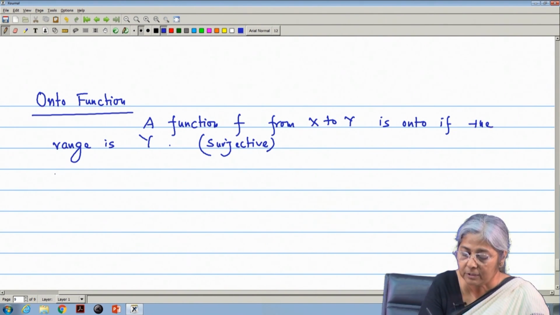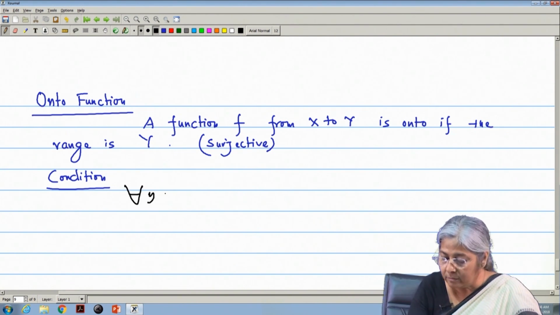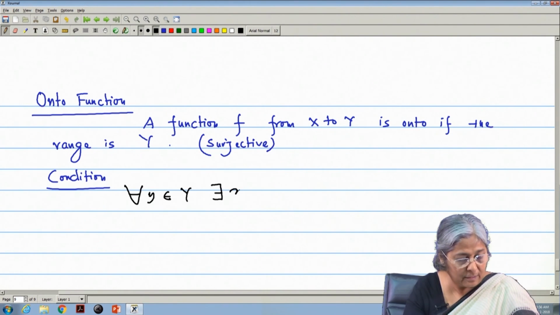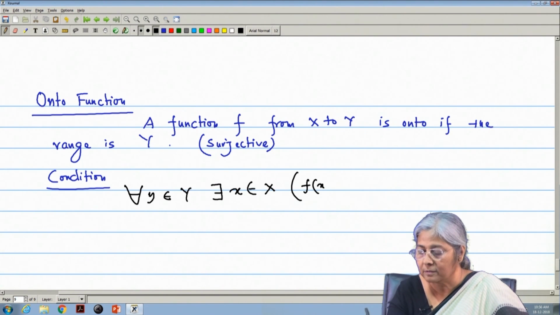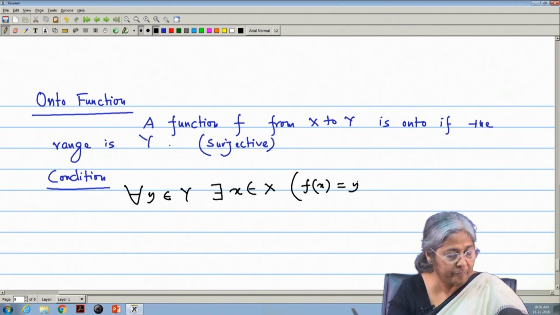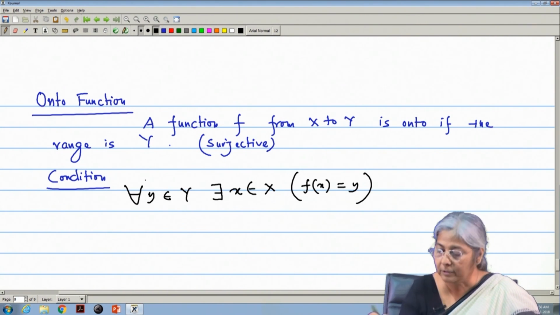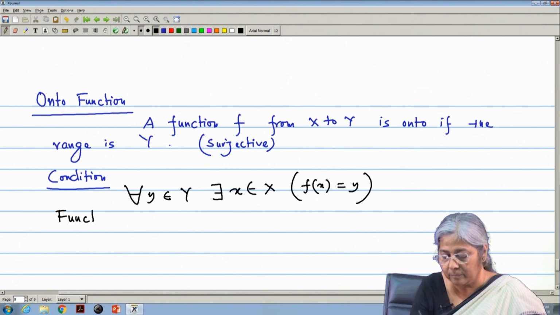And what is the condition to be satisfied? Condition is, for all y that belongs to Y, because this is my range, there exists x belongs to X, I get that f of x equal to y, and this is the condition to be satisfied for the function to be onto.